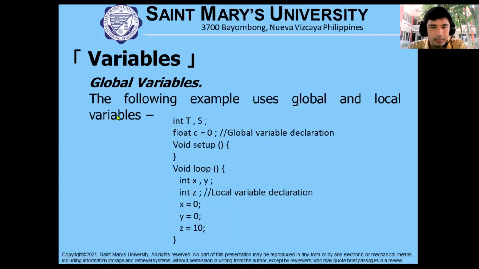So as an example of that is this one, a global variable. As you can see, here is our main program, which is designated by the local variable here. And then the global variable is outside of all of our programs. So basically, the meaning of this is that the variable C is now equivalent to zero when we use it in a certain program inside this loop. Okay.